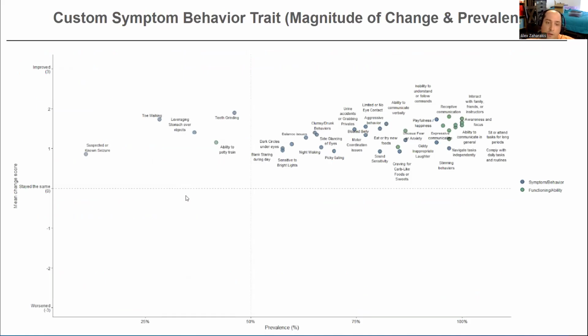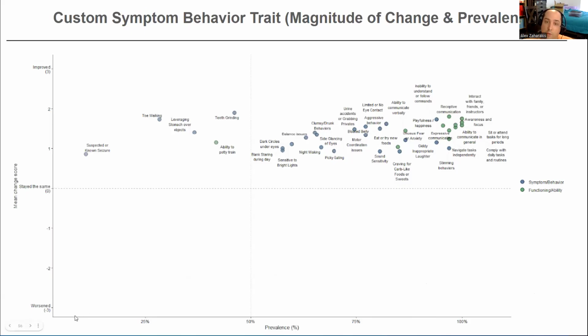So on this graphic here, along the x-axis, we have the prevalence of the specific behavior trait or symptom for this section, the CSBT. Things like sound sensitivity or ability of potty training, teeth grinding, blank staring, night waking, inability to understand, urine accidents, complies with daily tasks. Along the x-axis from left to right, meaning the prevalence. So if it's towards the left, it's not as common of a behavior, symptom, or trait. If it's towards the right, it was answered as a commonality in virtually everyone.